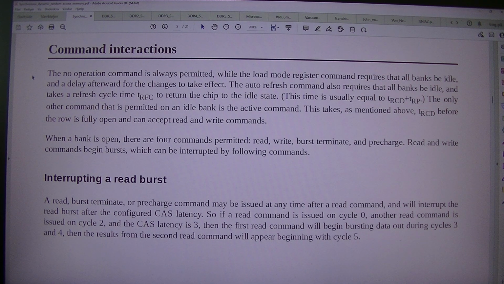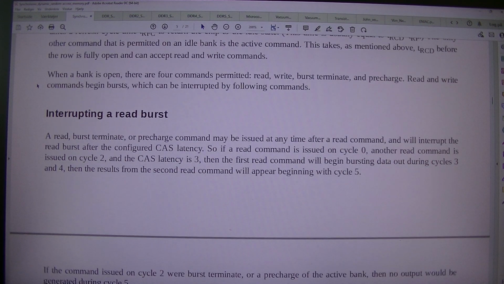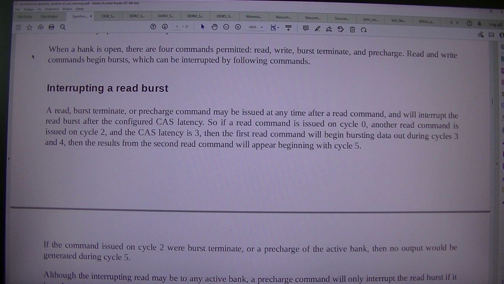The only other command that is permitted on an idle bank is the active command. This takes, as mentioned above, tRCD before the row is fully open and can accept read and write commands. When a bank is open, there are 4 commands permitted: read, write, burst terminate, and pre-charge. Read and write commands begin bursts, which can be interrupted by following commands.